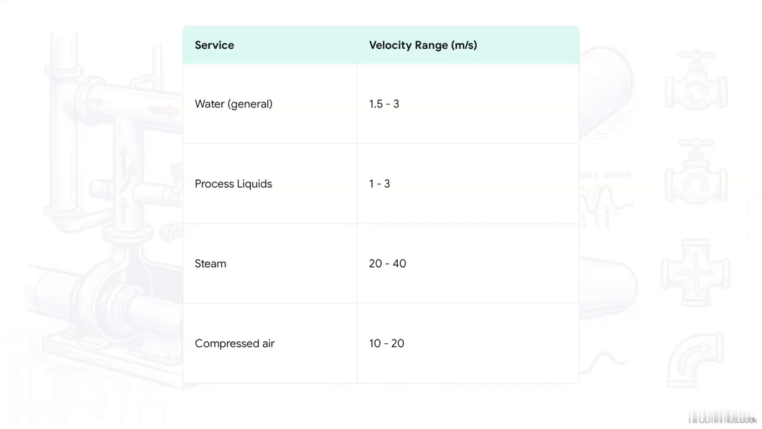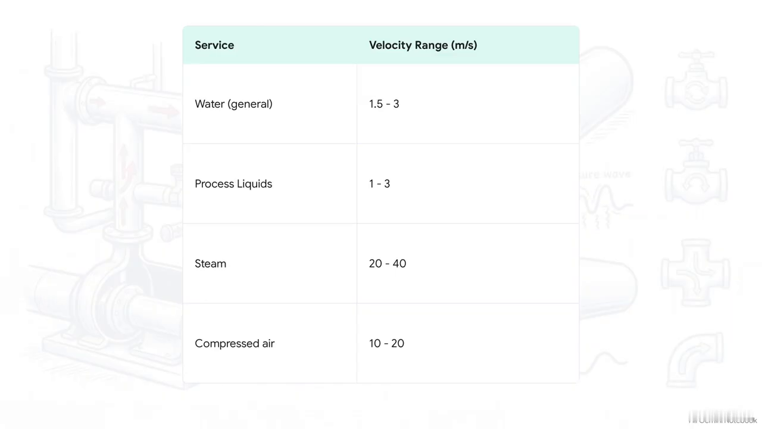I mentioned earlier that we select a preliminary velocity based on the fluid. To really understand how vastly different these limits are, just think about water versus steam. Water is heavy, it causes a lot of friction, so we keep it slow, usually between 1.5 and 3 meters per second. But steam? Steam is light and compressible. You can safely rocket that through pipes at 20 to 40 meters per second.